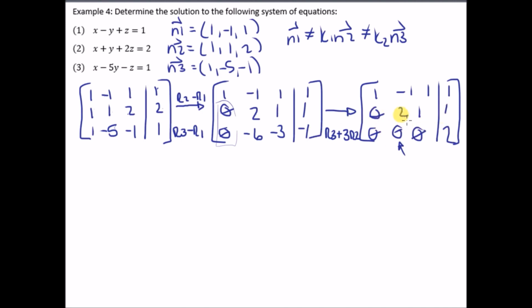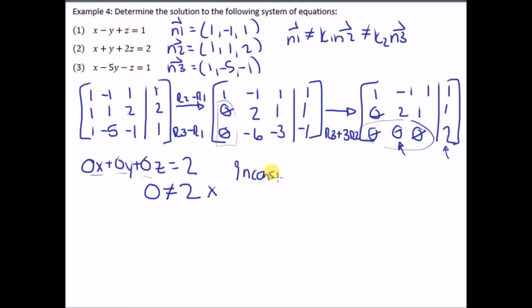Okay, so we've seen this before, but we've never seen a number here. So what this is saying to me is that 0x plus 0y plus 0z equals 2. If you think about it, any point that you sub in for x, y, and z is going to give 0. So is 0 ever going to equal 2? No. What does this mean? This means that our system of equations is inconsistent. That means there's no point of intersection, okay?